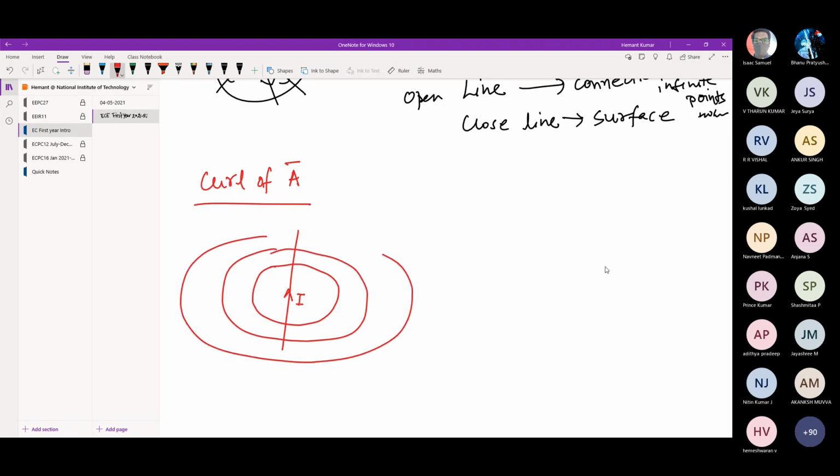And the strength of the magnetic field will decrease as you go away from the center, from the current carrying wire. Similar to the fan, take the case of a fan. If you go farther and farther away from the fan, what is going to happen?